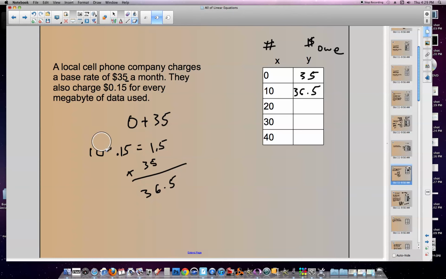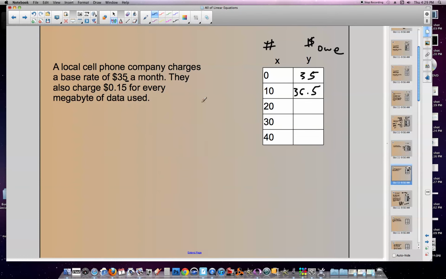We can keep going. Let me erase some of this. Let's say we use 20. If we have 20 megabytes of data used, and for each one we're having to pay 15 cents, well, that's going to be double the $1.50 we paid, because this is double the data, so that's going to be $3. And we have to add to that the $35 that we're being charged no matter what, so we wind up spending $38.